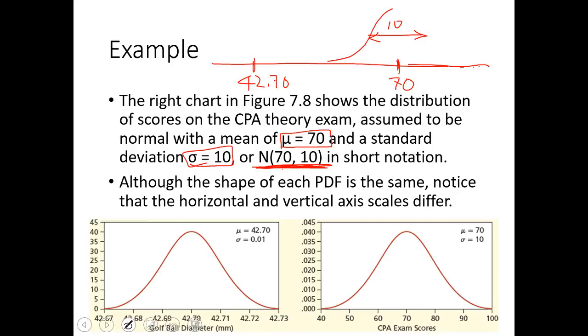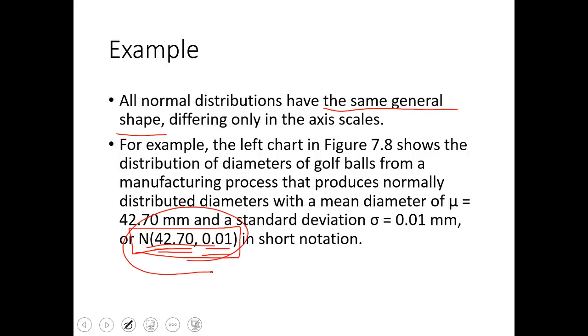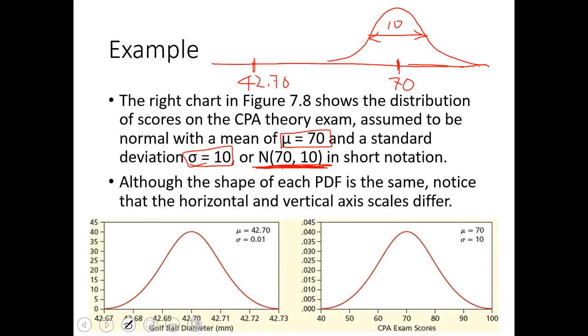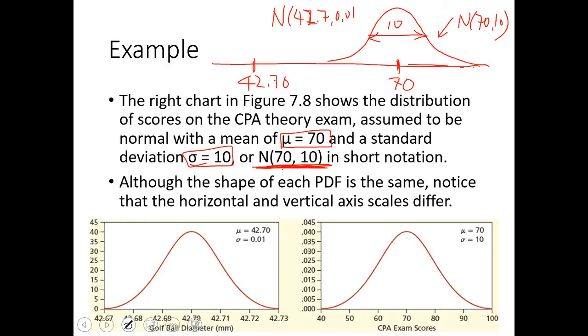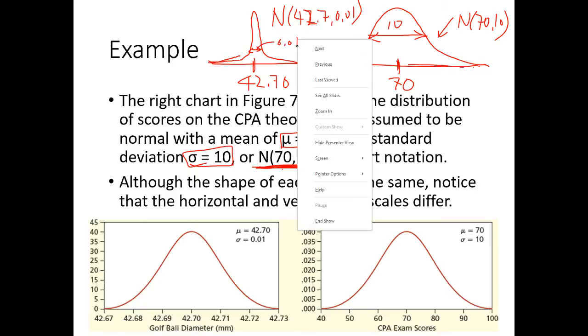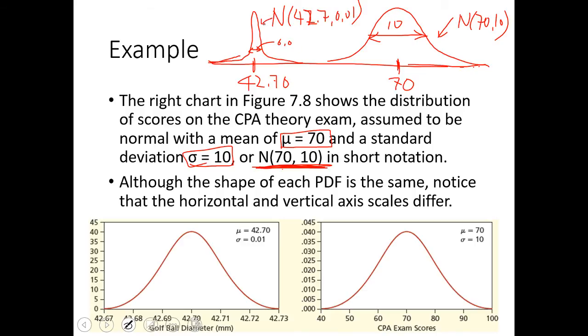The random variable with normal distribution N(70, 10) has standard deviation 10, so the bell shape is like this. Now let's consider N(42.7, 0.01). It has this narrow shape because the standard deviation is very small, 0.01. So this random variable looks like this, and the other random variable looks like that.